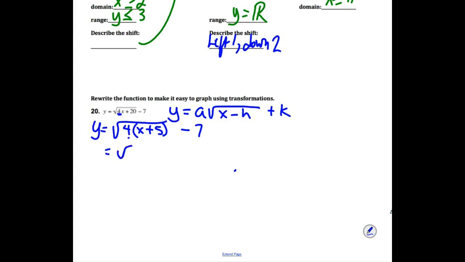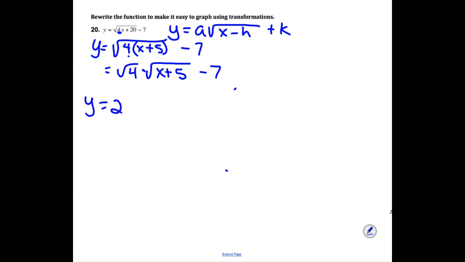Yeah, so what we're really doing is this, right? We're splitting that apart. We can do that because it's multiplication. We can square root the 2 factors separately. So the square root of 4 becomes 2. Then we have the square root of x plus 5 and the minus 7 on the end.